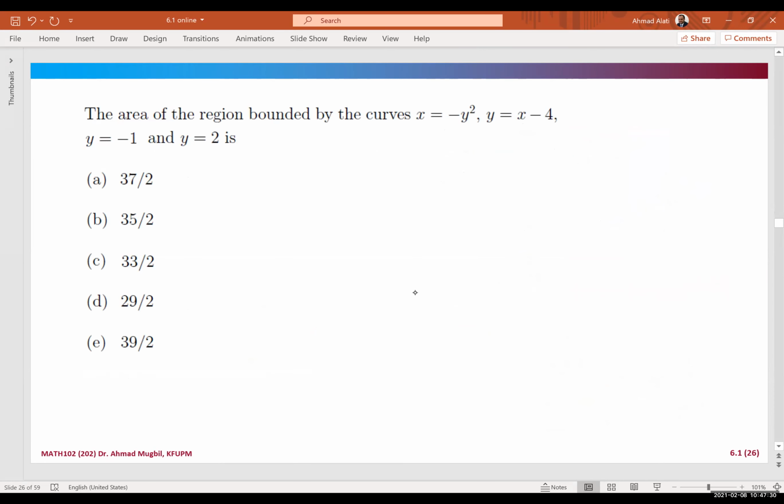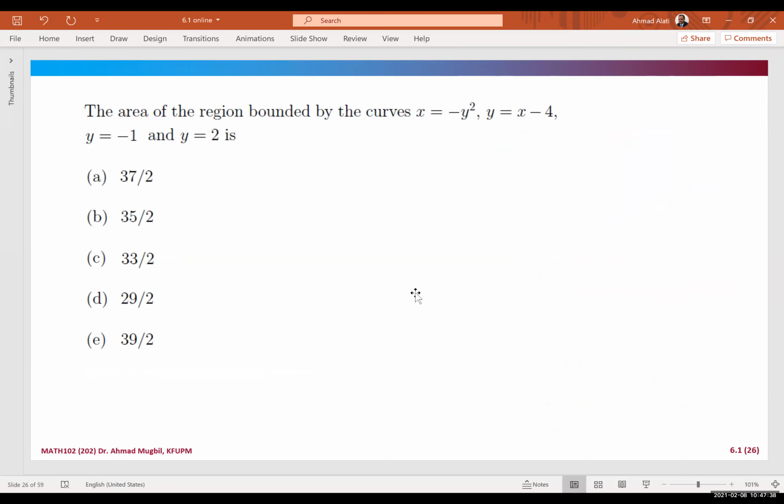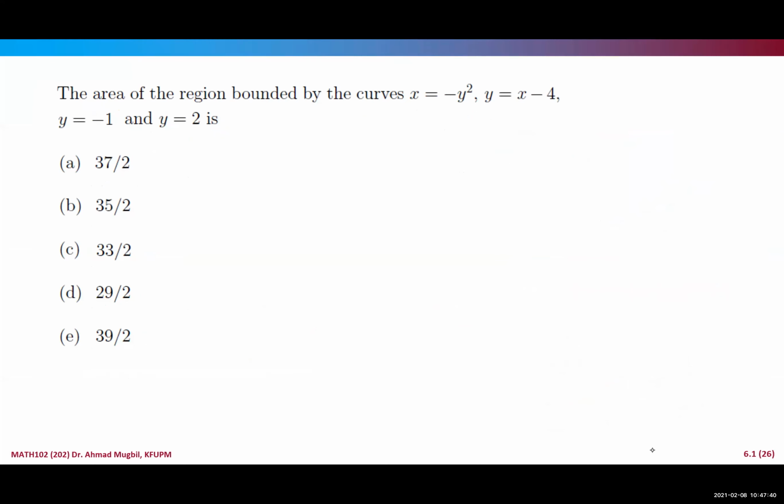Let's go now to the old exam questions. I think we still have time to solve one of them. Now, who can tell me, please, ya shabab, read this one. What do you think? Is it easier to solve this for x or for y? To integrate. You have x equals -y squared, y equals x minus 4, y equals -1, y equals 2.